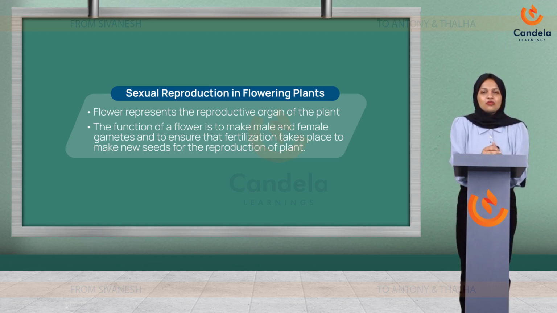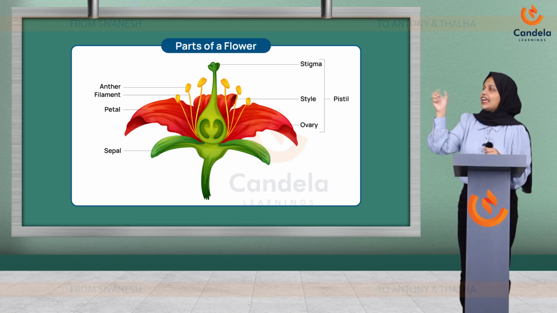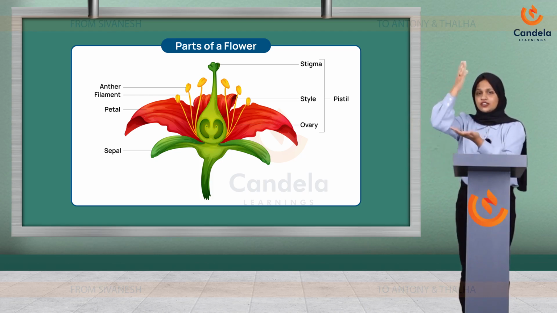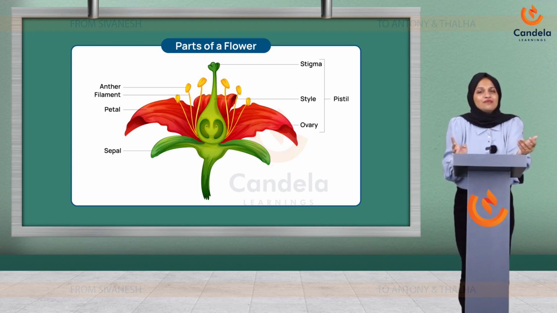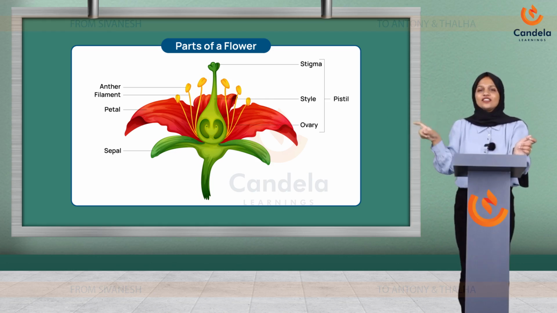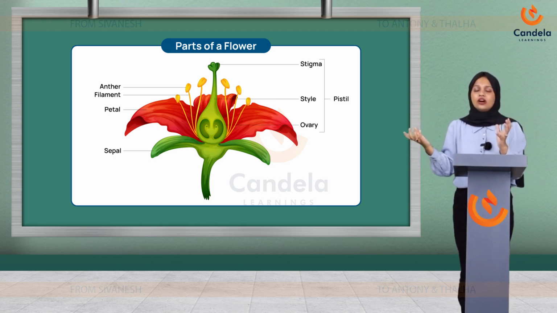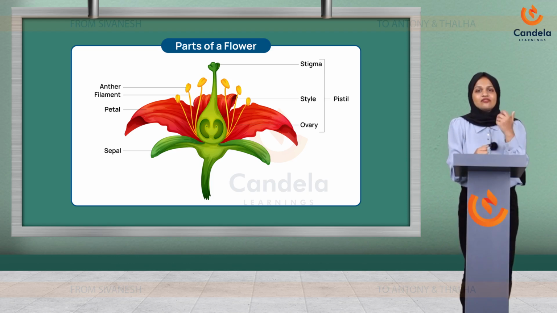Now we'll see the different parts of a flower. As you can see on the screen, this is an LS of a flower. LS means longitudinal section. When you cut a flower straight, you will get an image like this. Basically, a flower has four main parts: the sepal, the petal, the stamen and the pistil. The pistil is also known as the carpel. All these four parts are borne on a swollen part which is known as the thalamus or the receptacle.